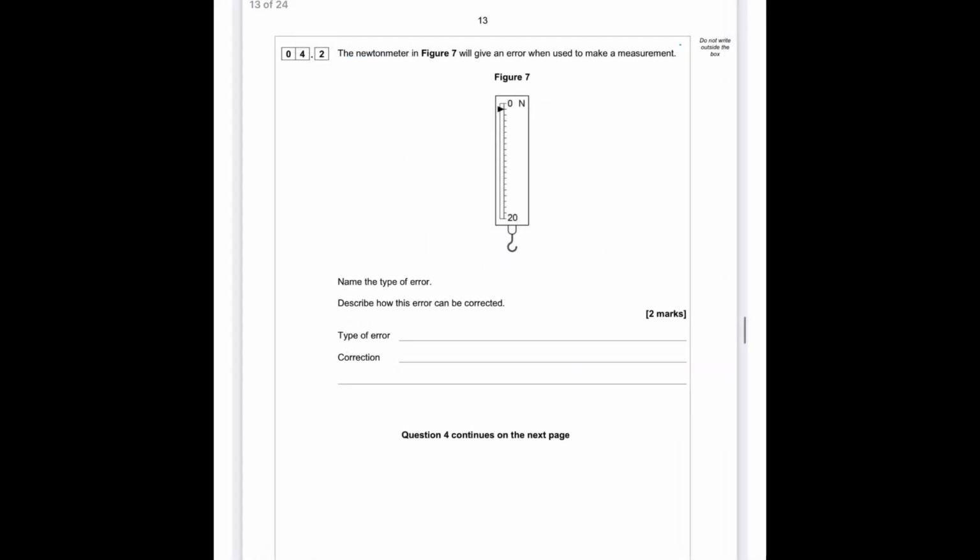This next question, it says the Newton meter in figure 7 will give an error when used to make a measurement. So we've got to name the type of error and describe how this error will be corrected. So first of all, the error is in it not being at 0 to start with. So that's called the 0 error. And the way that we correct this is simply we just adjust the Newton meter so it starts at 0.